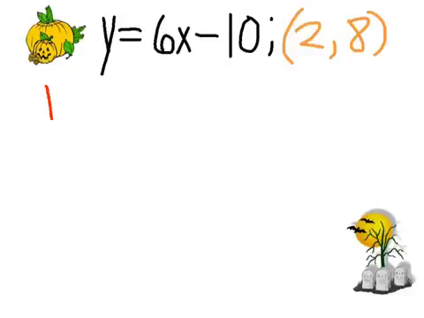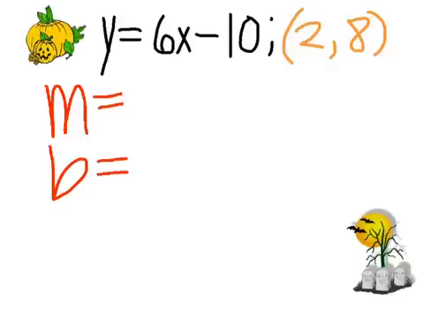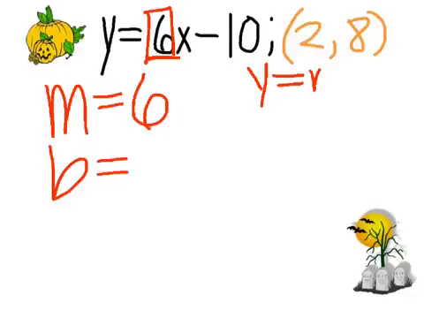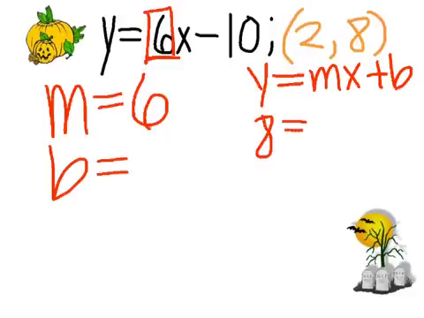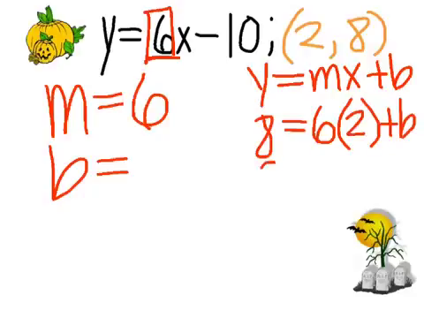You need to find the slope and the y-intercept. The slope is 6. Remember, parallel lines have equal slopes. Then use our point to get the y-intercept. Okay, one step at a time. We're going to fill in y equals mx plus b with our coordinates and our slope. y is 8. m is 6. Then we plug in 2 for x, times it, and then plus b.